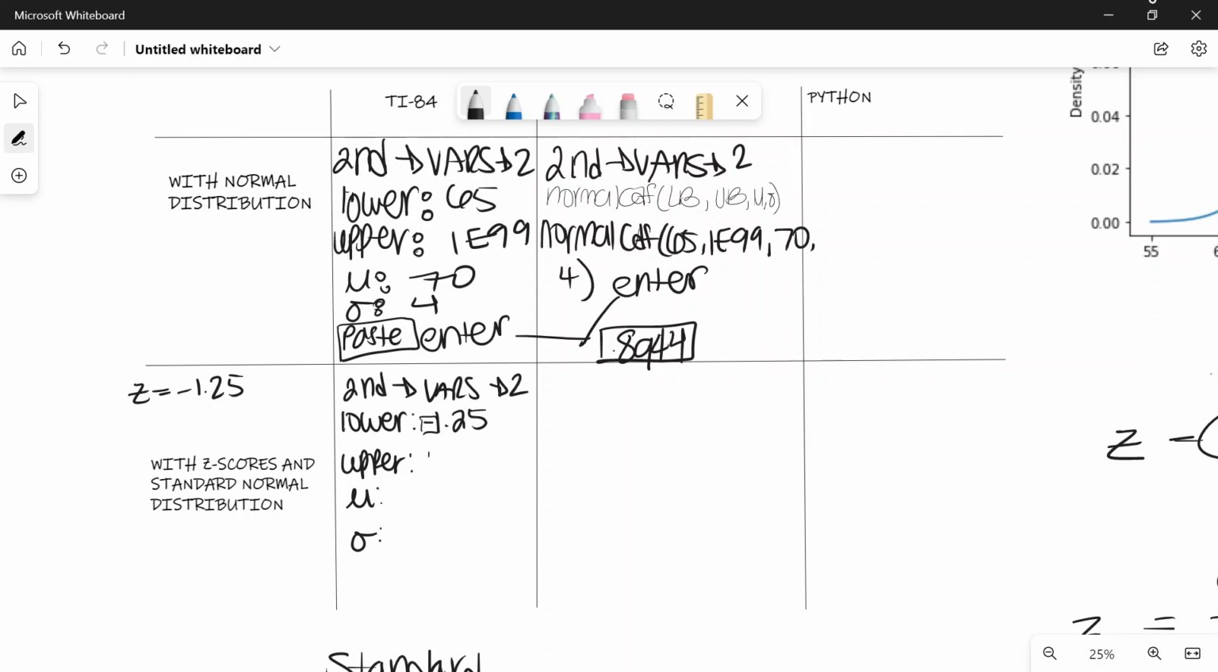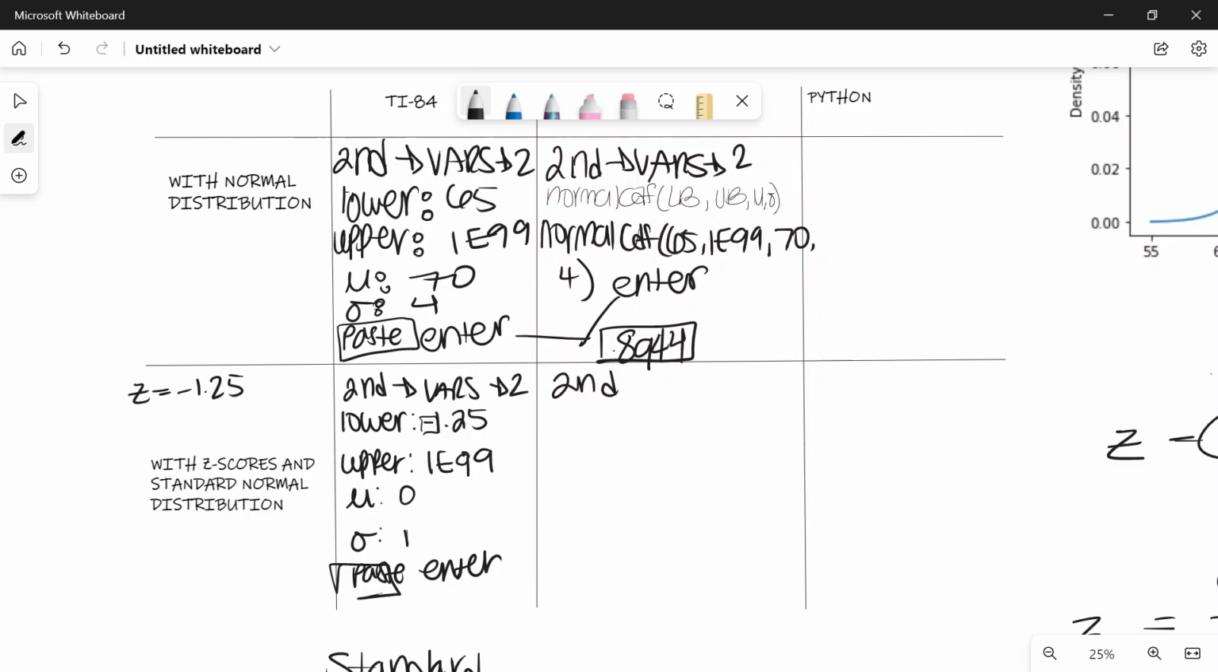And then 1E99, because it's the same thing, it's the same area. The only thing we change is just the point. And then instead, mu is 0, and the standard deviation is 1. And then you hover over paste, it turns black, click enter, and it should give you a certain answer, which we'll get to in a second.